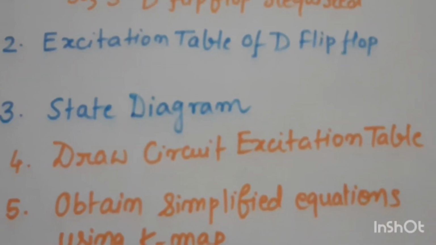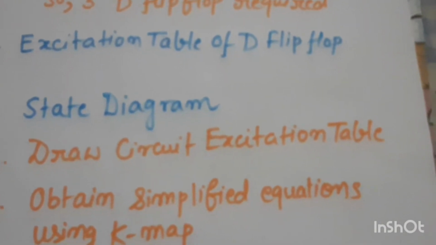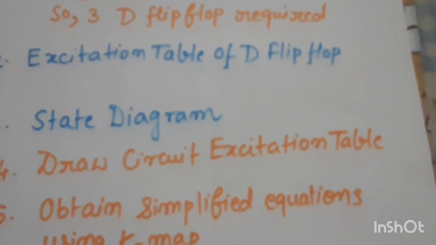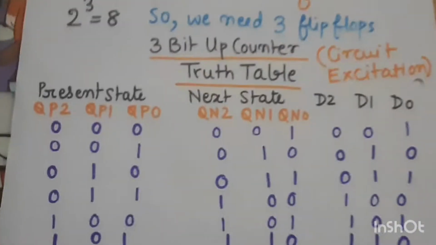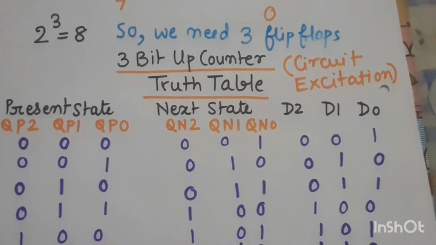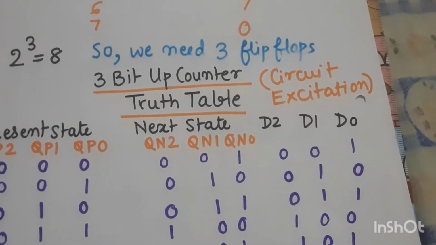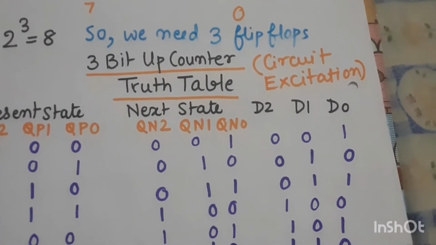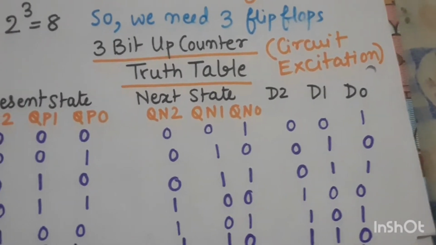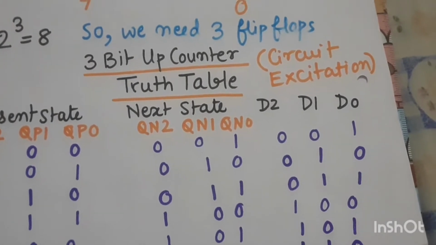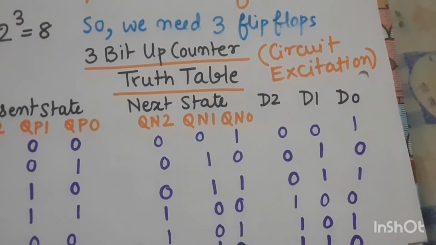State diagram is clear. Now the fourth step is I need to draw the circuit excitation table for the synchronous counter. How would it be? You can see, this is the circuit excitation table. I will have a 3-bit up counter. Though I have written it as a truth table, it is a circuit excitation table too: the present state, next state, and D flip-flop input.